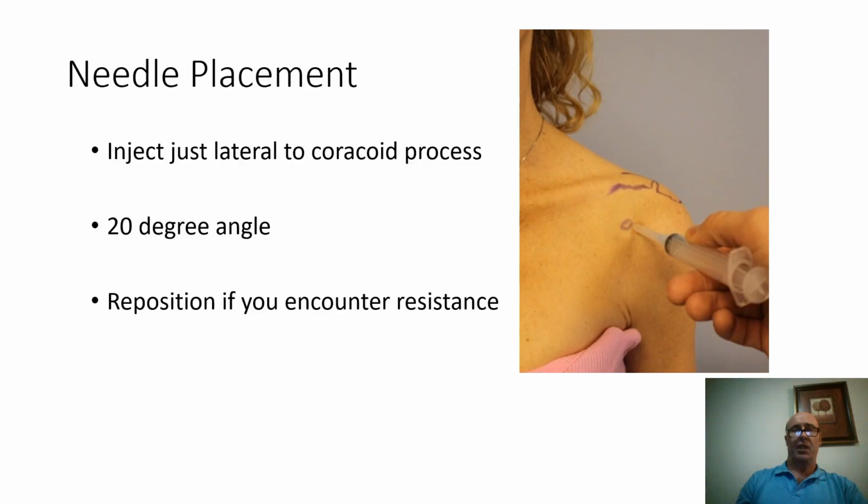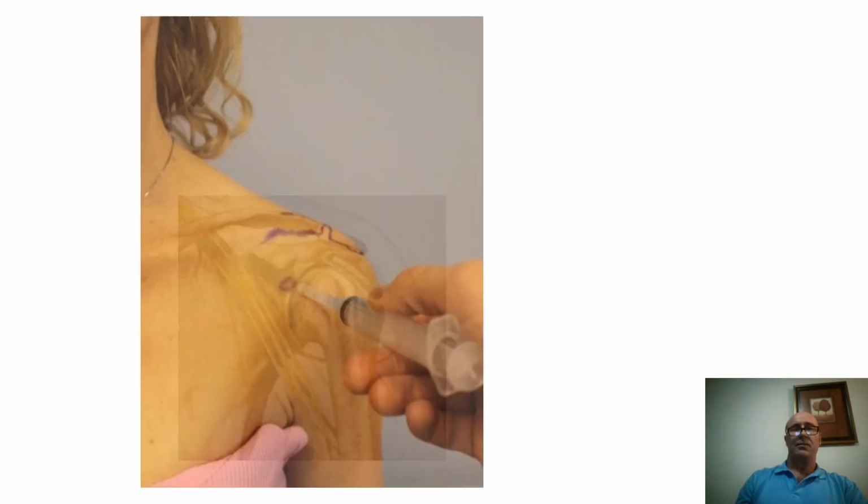Your needle must go just lateral to the coracoid process at about a 20-degree angle. If you find the needle's not going easily, just reposition it. Most commonly, you'll be going into the coracoid, so go just lateral to the coracoid. Try to superimpose the anatomy here, so you can see once again there's a coracoid, and you're quite far from the plexus and the axillary artery. And if you go just lateral to the coracoid, you'll descend down onto the glenohumeral joint.